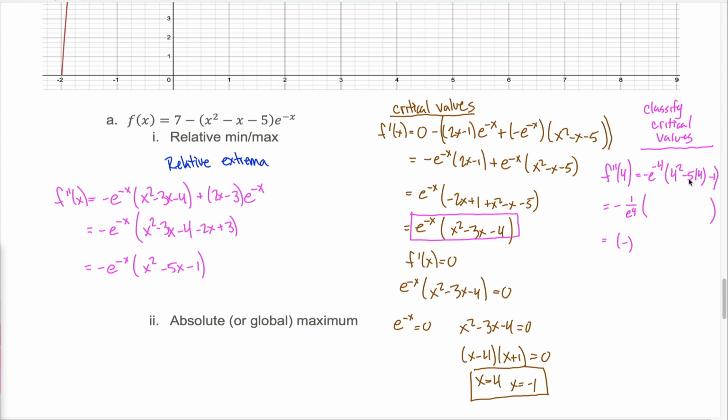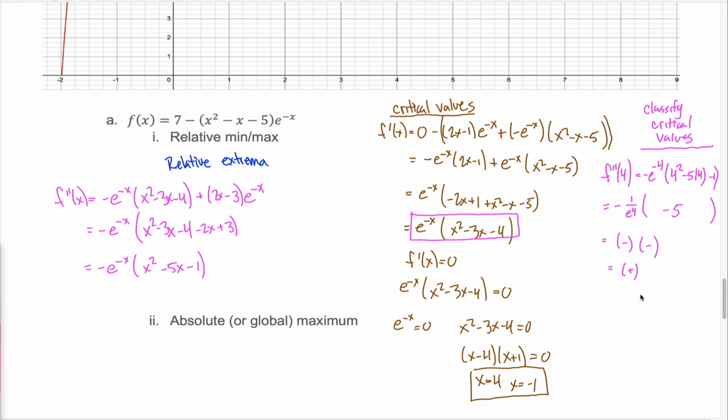Well, I got 16 minus 20 minus 1. What's that equal to? Well, it's easy enough to calculate. I think it's negative 5 in this case, but I don't really even care what it's equal to. I just care that it's a negative number. I got a negative times a negative, so I got a positive. What I'm saying is at 4, the second derivative is positive.